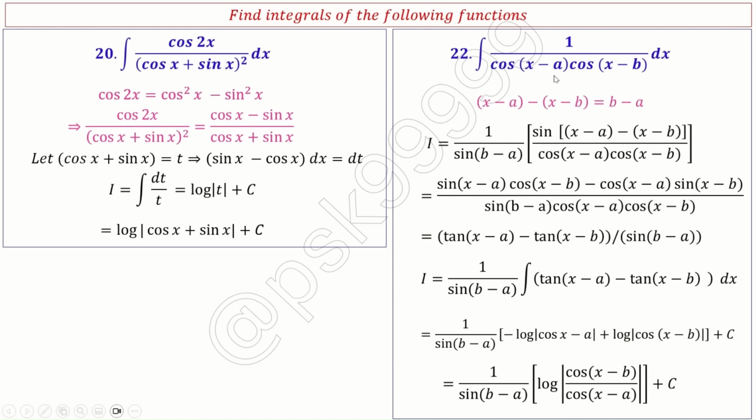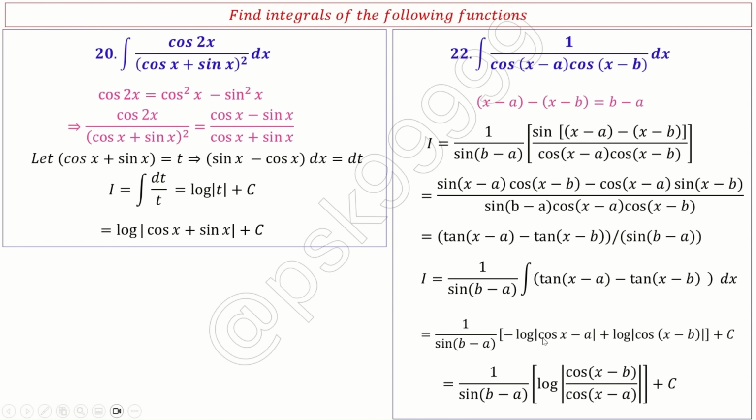What you have to do is, x minus a minus x minus b is nothing but b minus a. So you multiply and divide with 1 by sin(b minus a), and sin(b minus a) I am writing as sin of (x minus a) minus (x minus b). That's what I took actually, b minus a. Now if you expand and simplify, this is what you get: 1 by sin(b minus a) integration of tan(x minus a) minus tan(x minus b) dx.